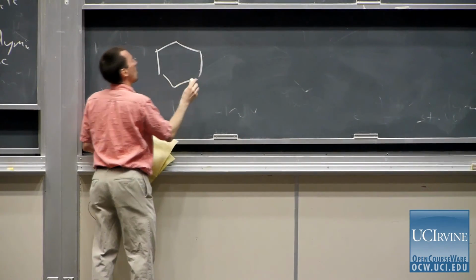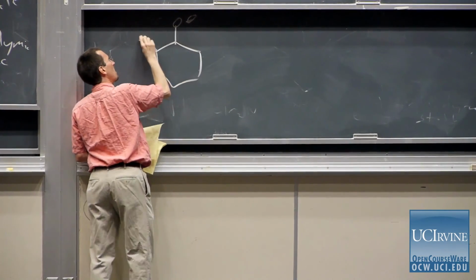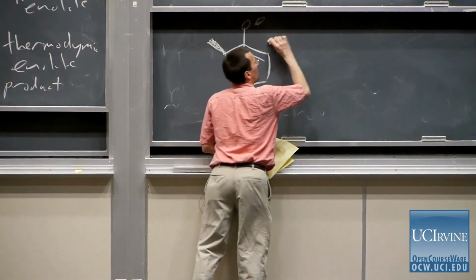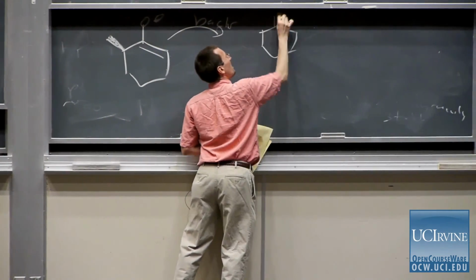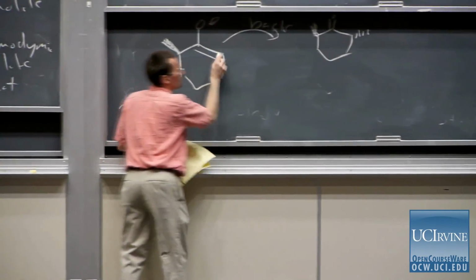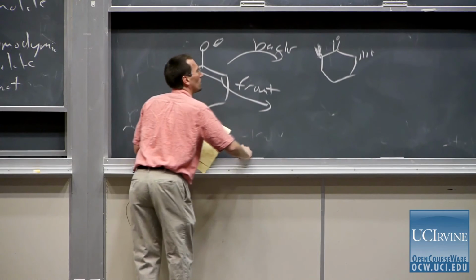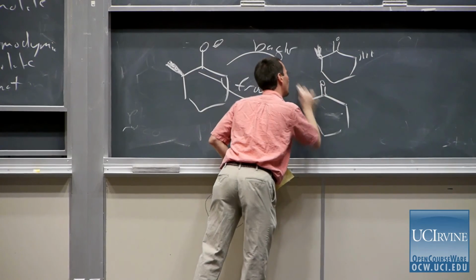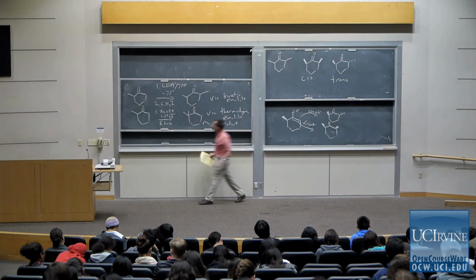And so when we form our enolate, and now I will specify my methyl stereochemistry, if our methyl group adds from the back, we get the trans stereoisomer. If our methyl group adds from the front, we get the cis stereoisomer.